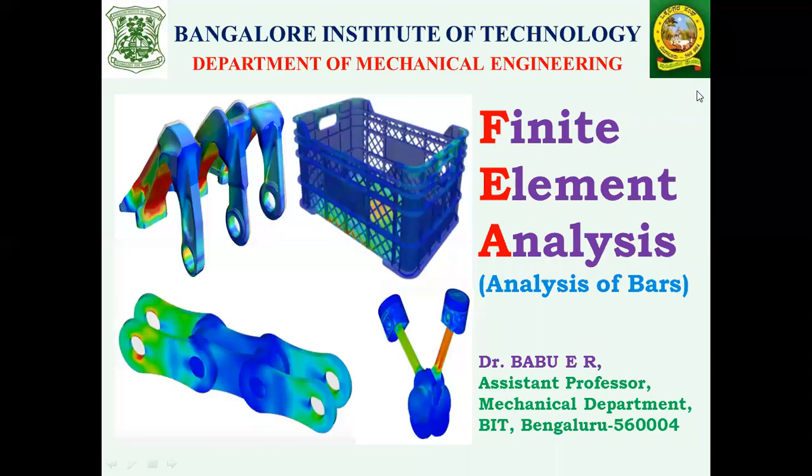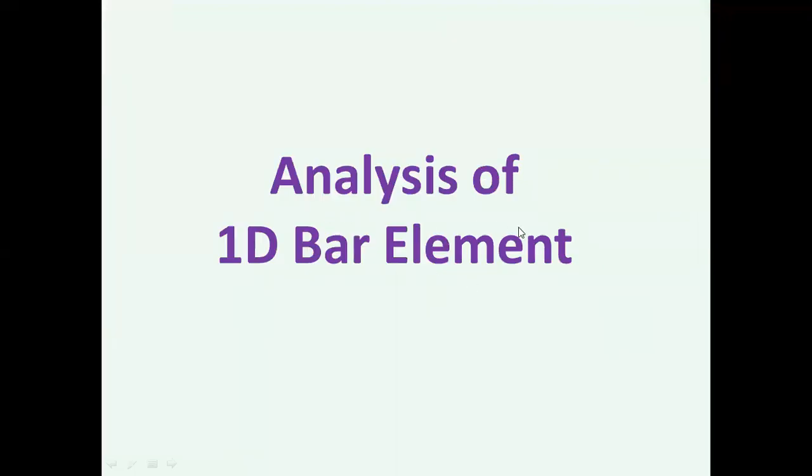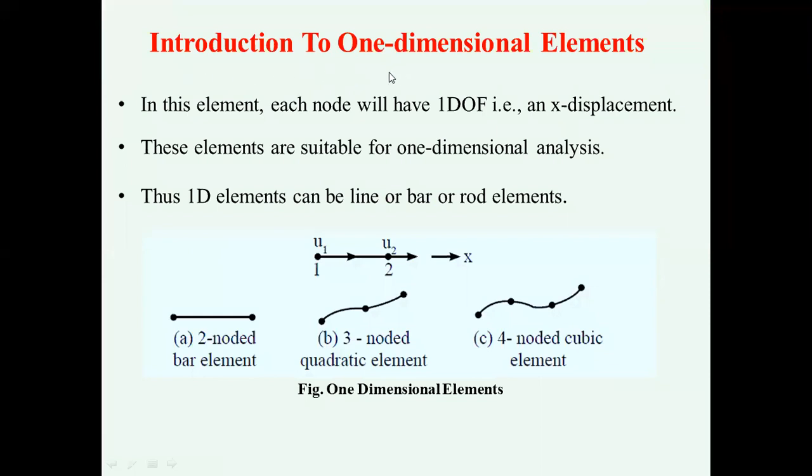Finite element analysis. Dear students, let us start with Module 2, analysis of bars. Analysis of 1D bar element. Introduction to one-dimensional elements. In this element, each node will have 1 degree of freedom, that is an x displacement. These elements are suitable for one-dimensional analysis. Thus, 1D element can be a line or bar or rod elements.